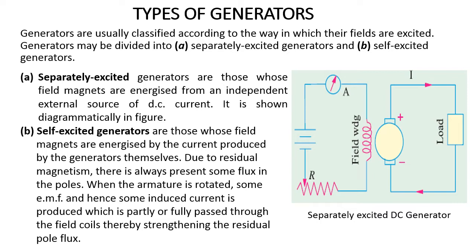You can see the separately excited DC generator in the figure. Here you have your field winding and armature. The field winding is connected to an external DC supply, and the load is connected to the armature. This is the separately excited DC generator. This is known as the circuit diagram, or circuit representation, of the separately excited DC generator.